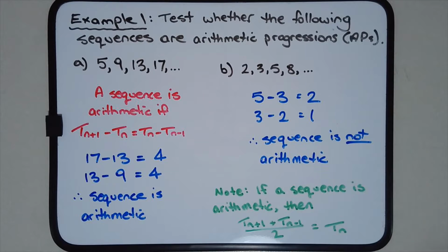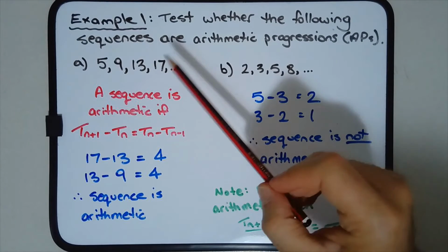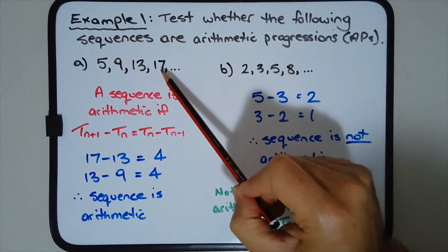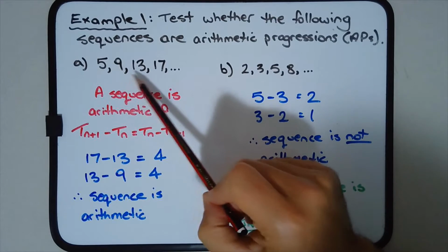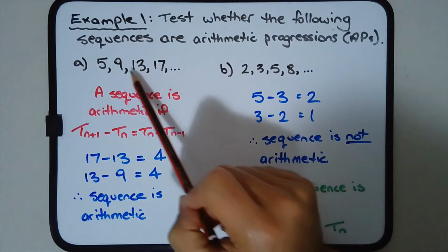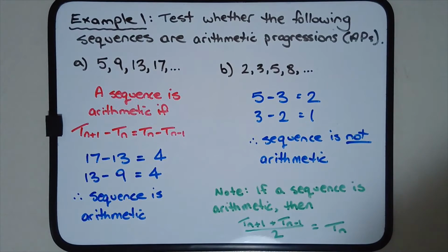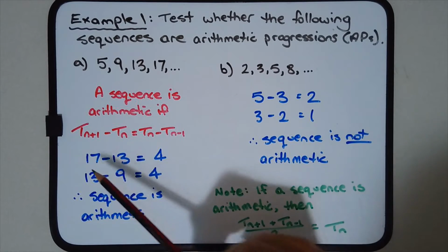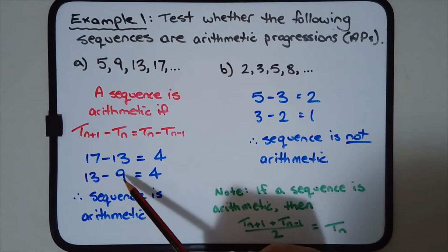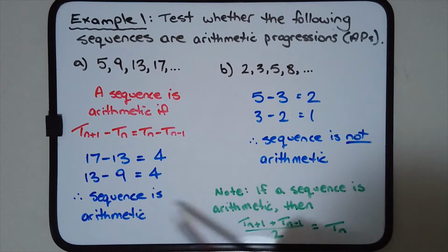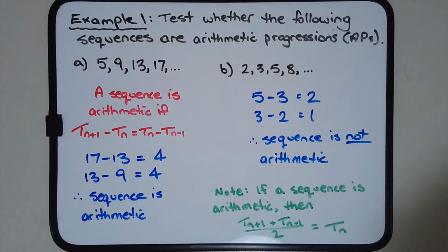So if we choose any three consecutive terms of the sequence, let's say for example in this case we chose 17. We did 17 minus 13 and then compared that with 13 minus 9. So the difference between these two terms and the difference between these two terms should be identical, a common difference. 17 minus 13 equals 4 and 13 minus 9 also equals 4. So therefore the sequence is arithmetic.